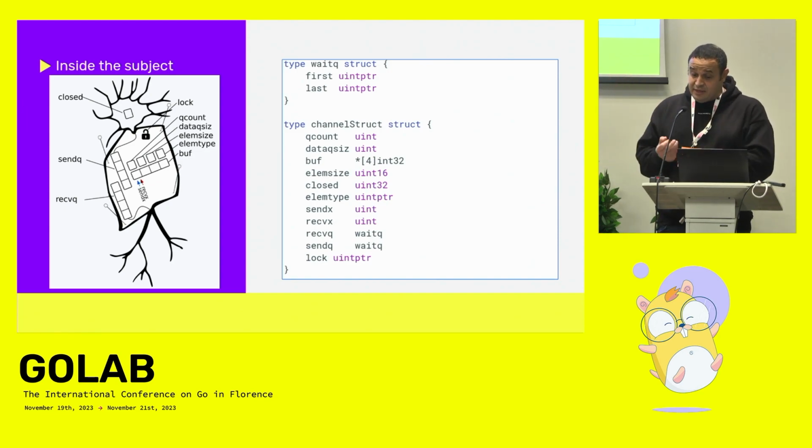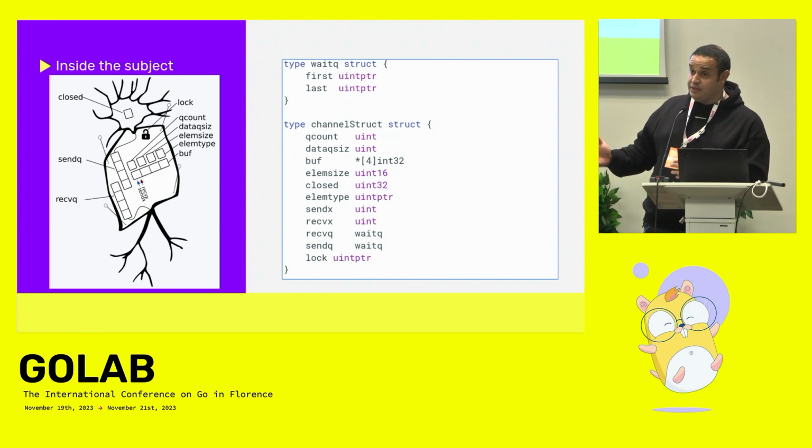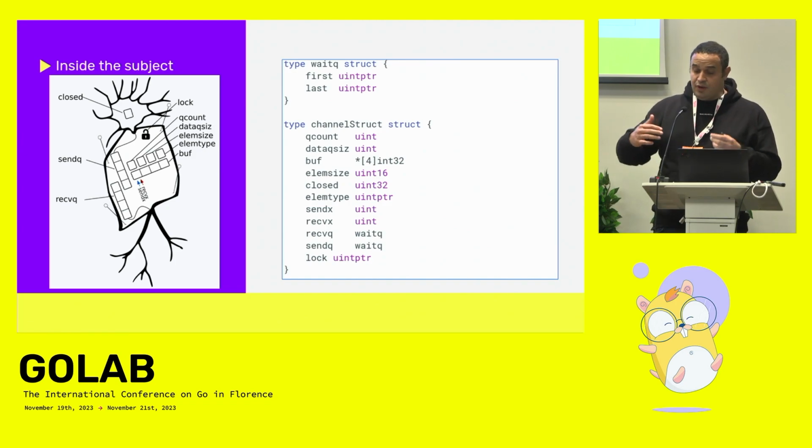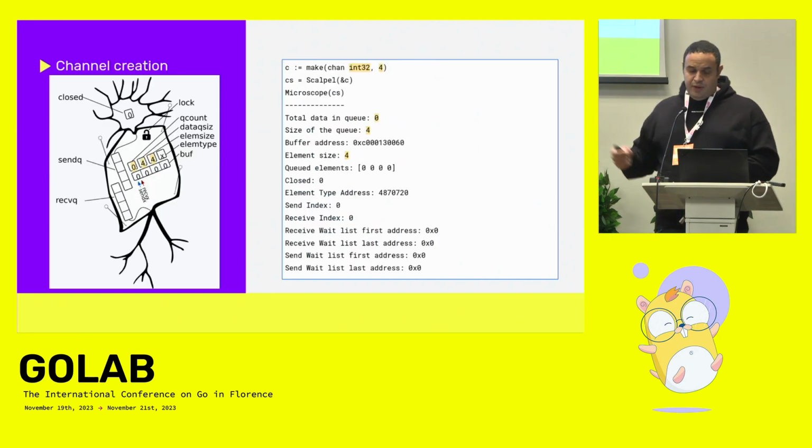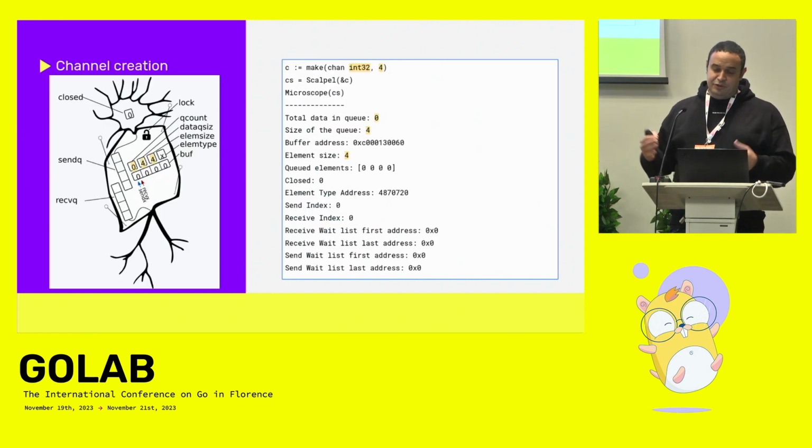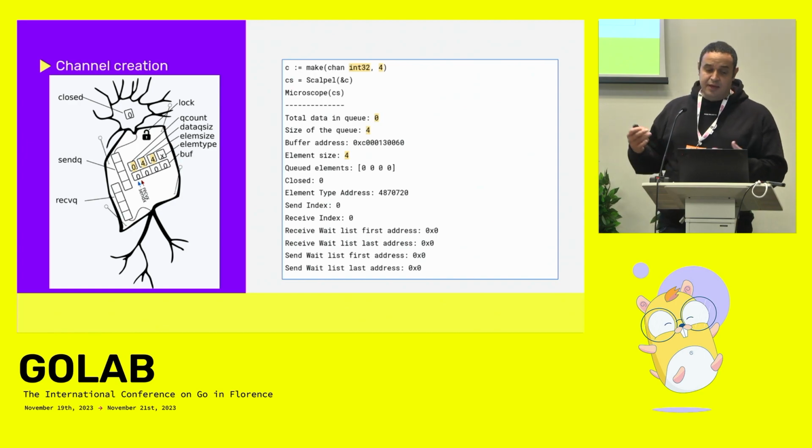And the buffer is just a list of positions. In this case, it's going to be 4 positions for int32 elements. But if you have a different type or a different size of buffer, that buffer is going to change, of course. So let's see what happens. I can create my channel and use the scalpel to open it. I look with the microscope, and what I'm going to see is that the queue count is 0 because there's nothing in the queue. The queue size is going to be 4, and the element size is going to be 4 because it's int32.